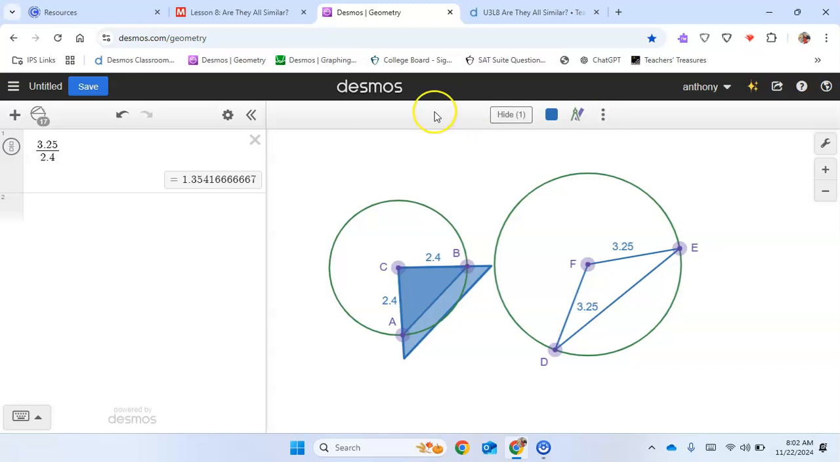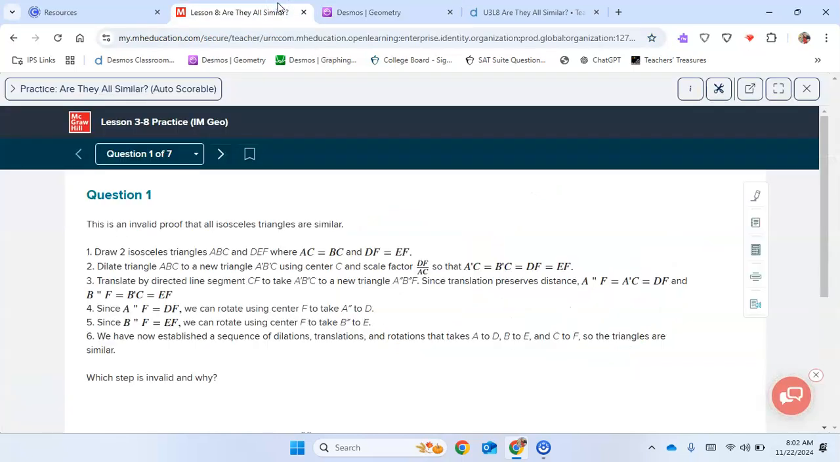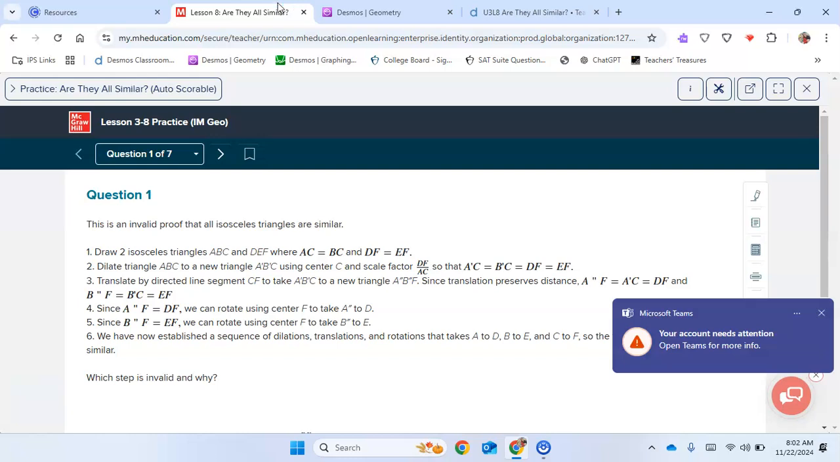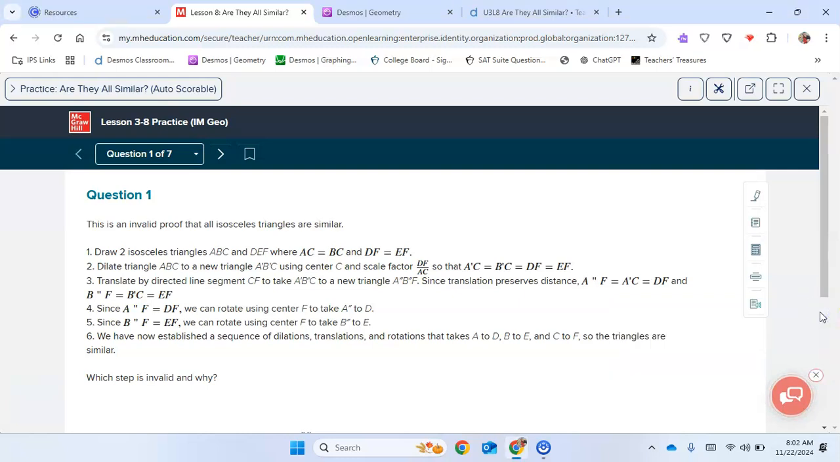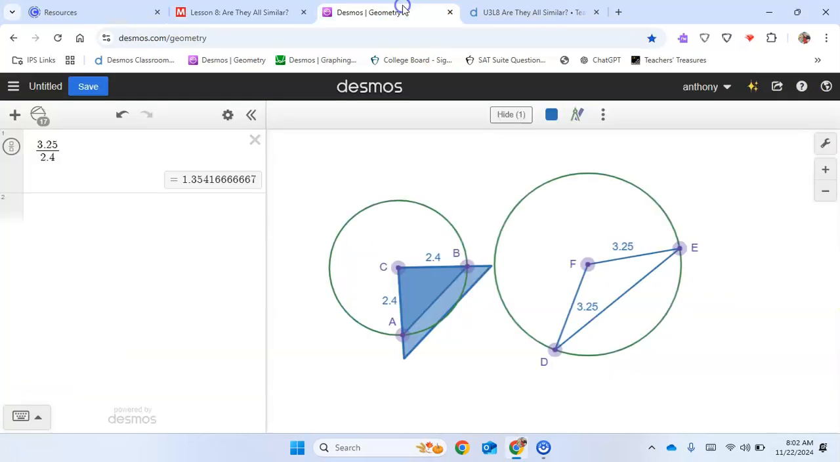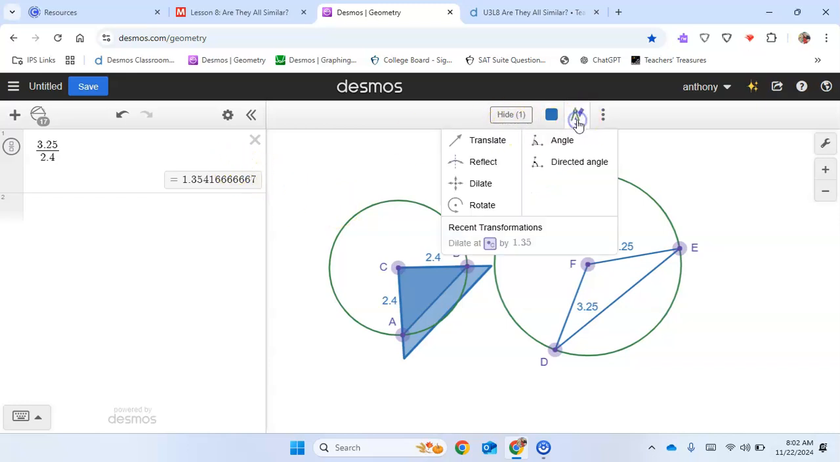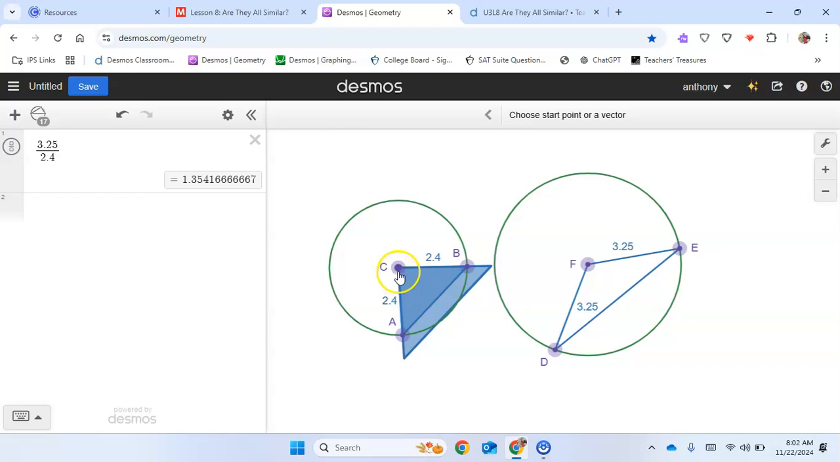Translate the directed line segment CF to take A prime B prime C to a new triangle A double prime B double prime F. Since translation preserves distance, A double prime F equals A prime C equals DF, and B double prime F equals B prime C equals EF. We're going to translate it from C to F.